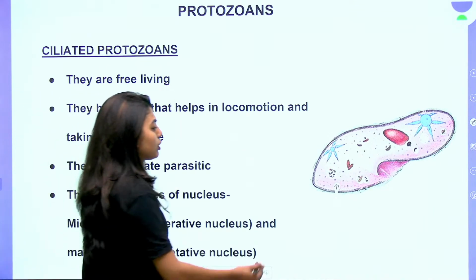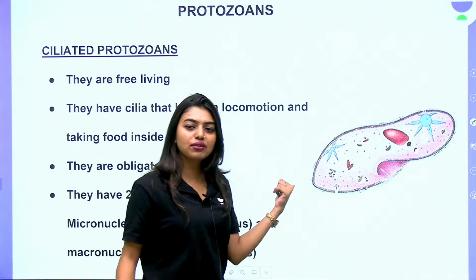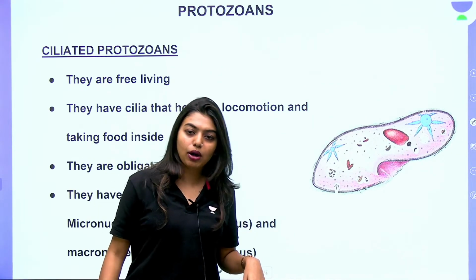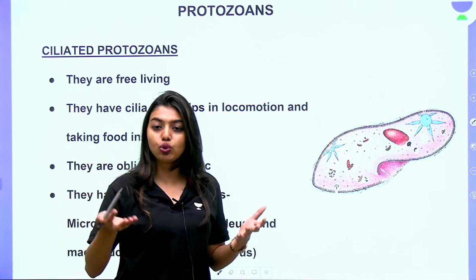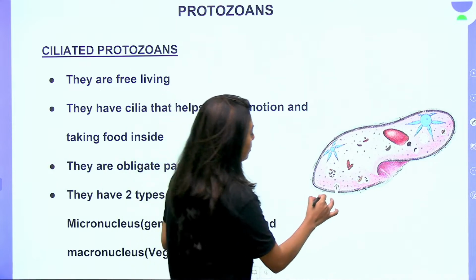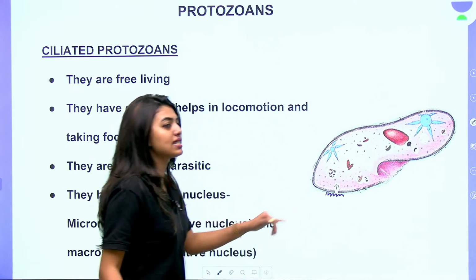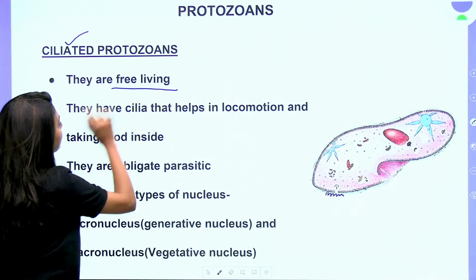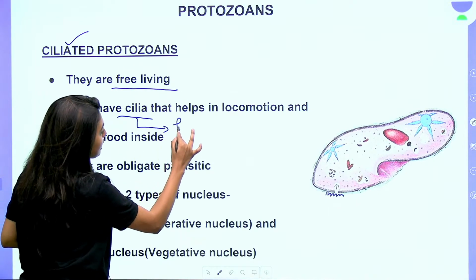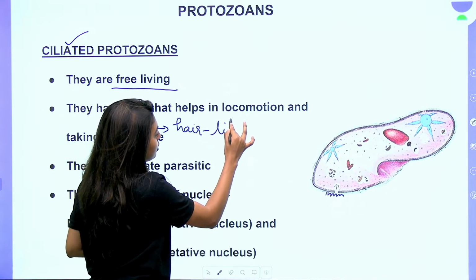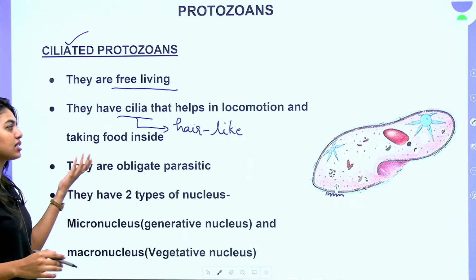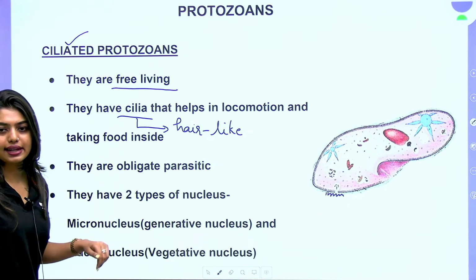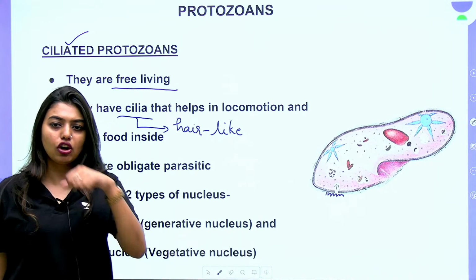Now, ciliated protozoan, you can look here, paramecium. You remember paramecium? Okay. You always think about the sole of the shoe, right? So this paramecium has small cilia, hair-like structures. That is why this is called ciliated protozoan. They are free living. They have cilia, which are basically hair-like structures, and that hair-like structure is the reason why they help for locomotion and taking food inside, okay. Got it? Yes.